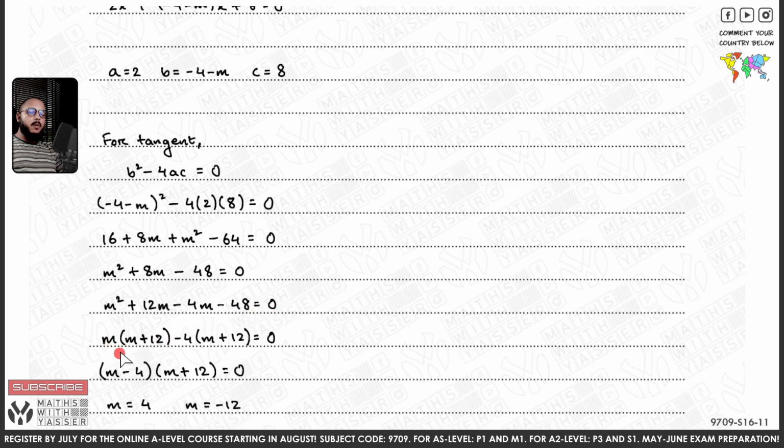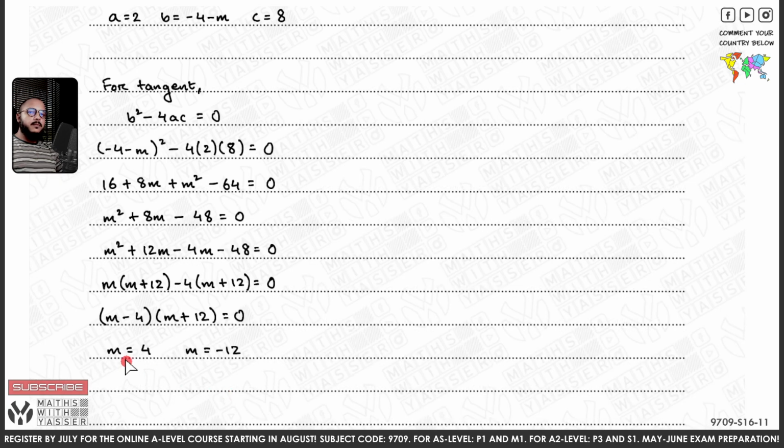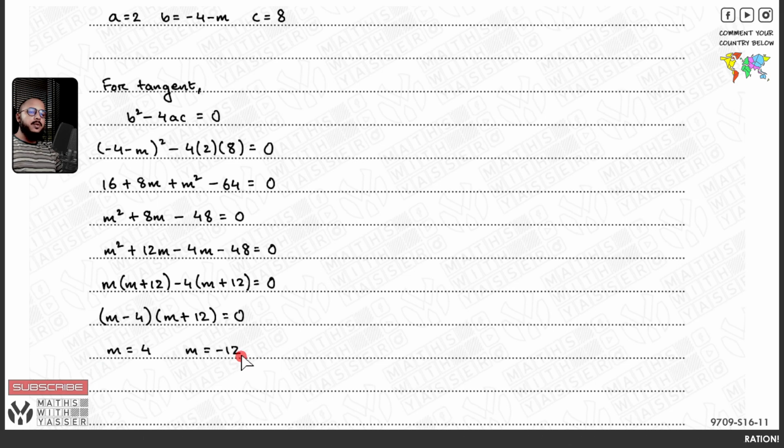So taking m common, we get m plus 12, and if I take negative 4, I get again m plus 12. So the factors are m minus 4 and m plus 12 equals to 0. That means m is equal to 4 and m is equal to negative 12. So these are the two values for which the line will be a tangent to the curve.